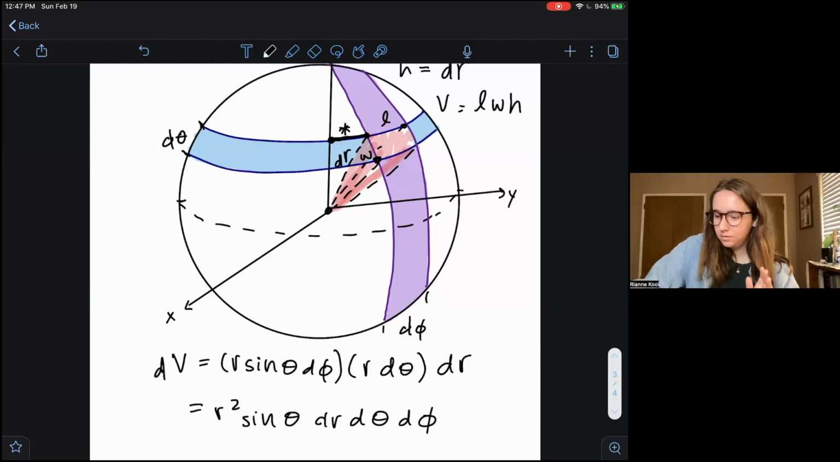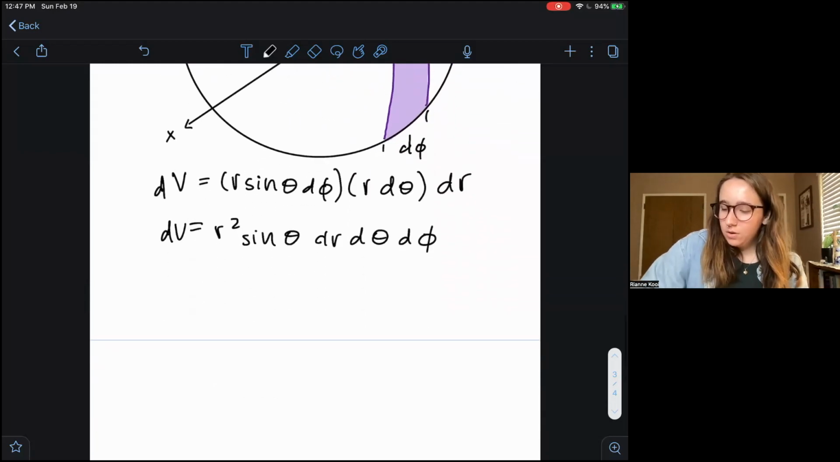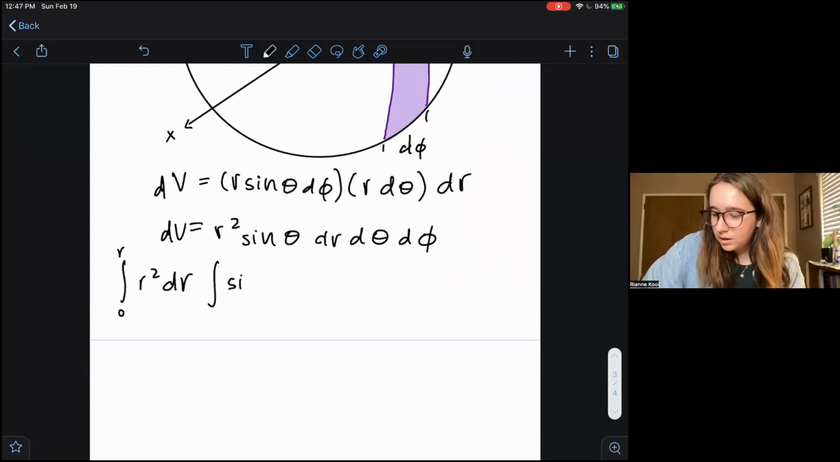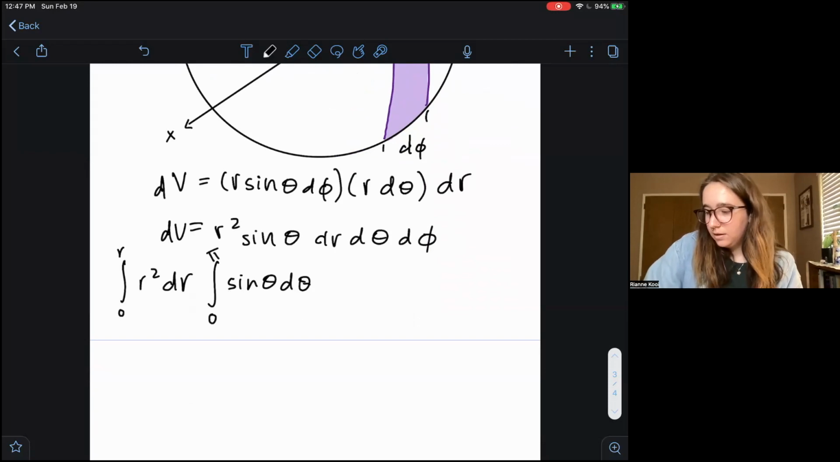Now we want to find the full volume of our sphere. So we're going to use our bounds and integrate over the volume element that we just found. So we have from 0 to r of r squared, and we have a dr now, so we're keeping that in there. And we have a sine theta d theta, and we know our theta goes from 0 to pi. And our phi is still just d phi, but we know that it goes from 0 to 2 pi.